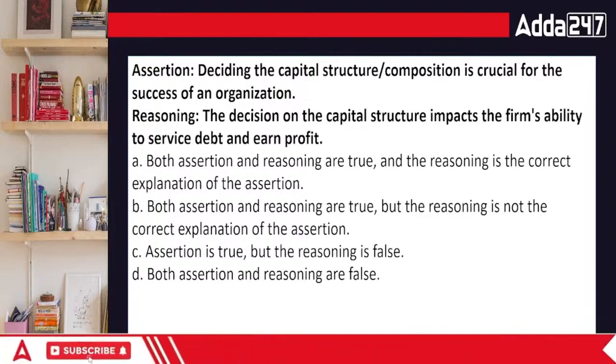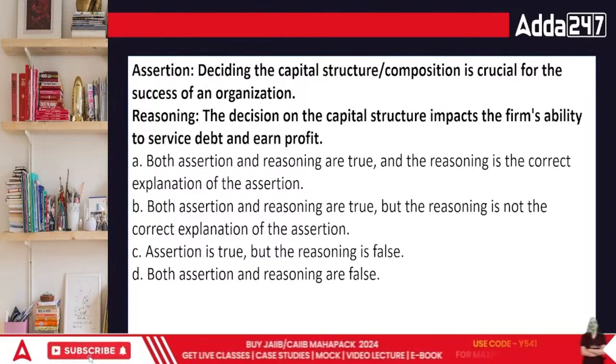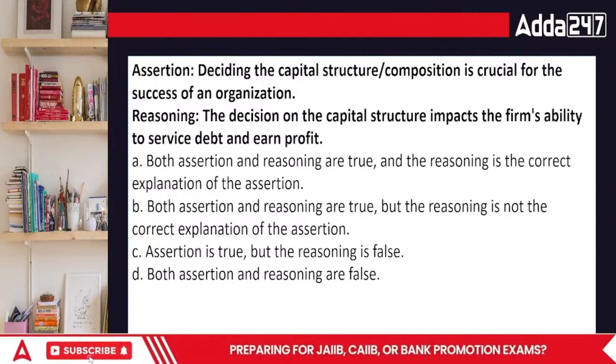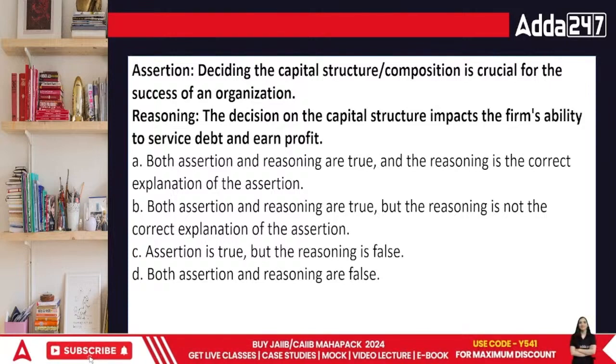The options are: assertion and reasoning both are true, but reasoning is not the correct explanation; assertion is true, but reasoning is false. But then what is capital structure?